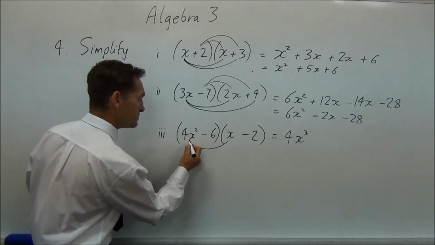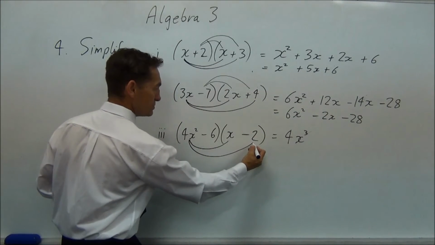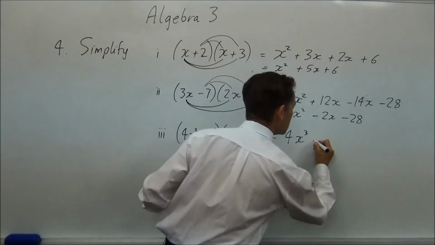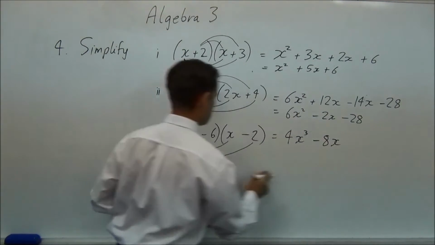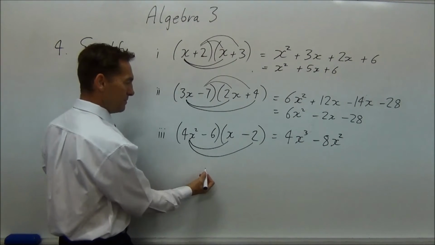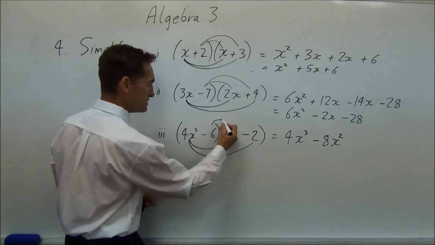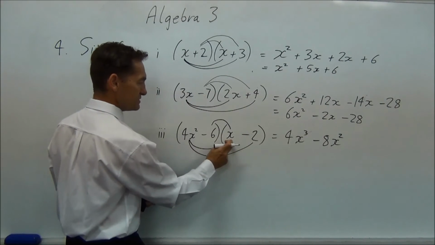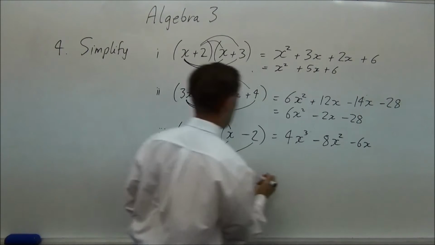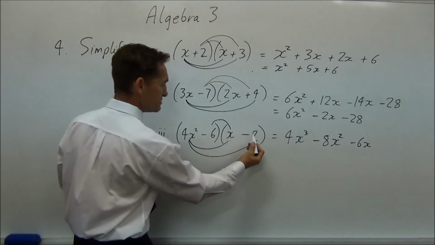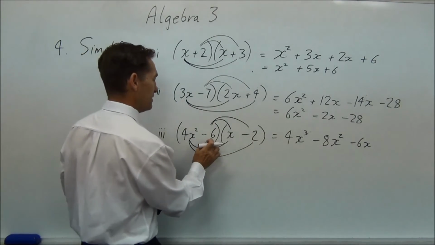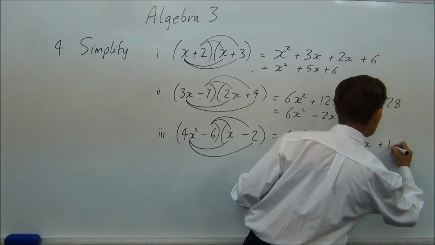So we're going to go 4x squared times minus 2. So 2 times 4 is 8. There's a negative, so I'm going to go negative 8x squared. Now I'm going to go negative 6 times x. Negative 6 times x is just negative 6x. Now I'm going to go negative 6 times negative 2. Negative times a negative is a positive. So we're going to get plus 12.